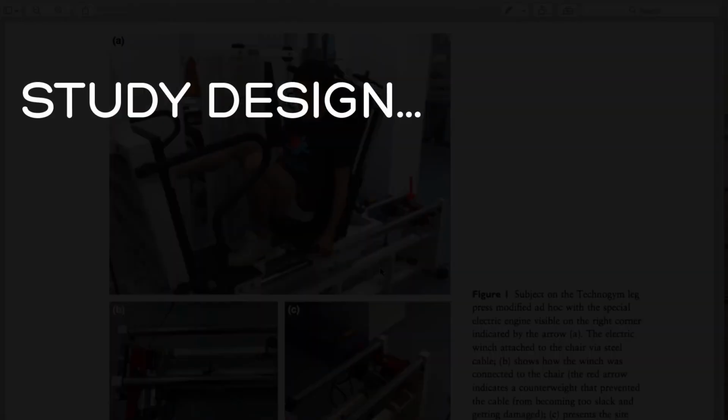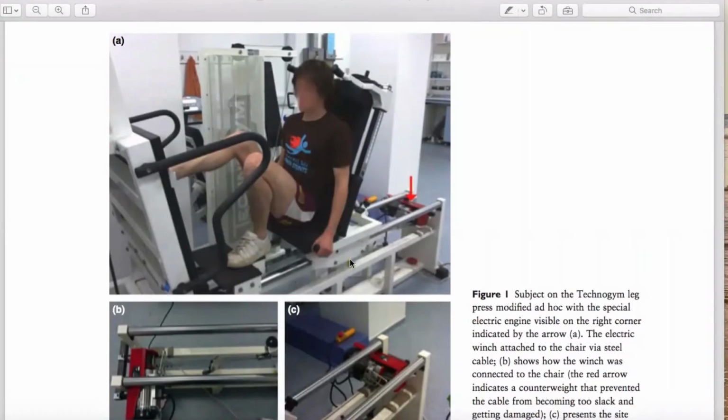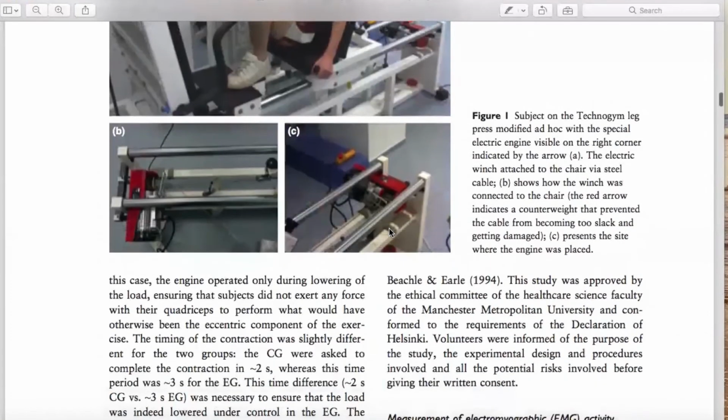So we had a leg press which is modified ad hoc. You can see there's an electric winch attached to the leg press via a steel cable, which allows the participant to do either a concentric repetition, where we follow them while they push out and they stop in the chair without making it go back, or we could do the opposite: taking them back with the chair without any muscle action developed by them, and then releasing the chair so that they perform a pure eccentric phase, a pure eccentric contraction.